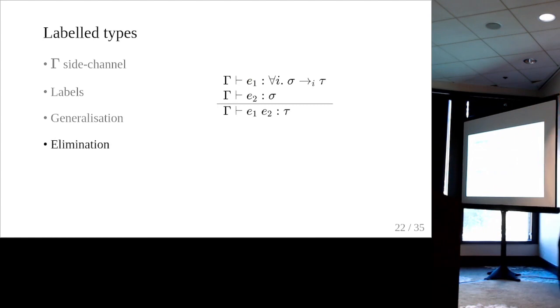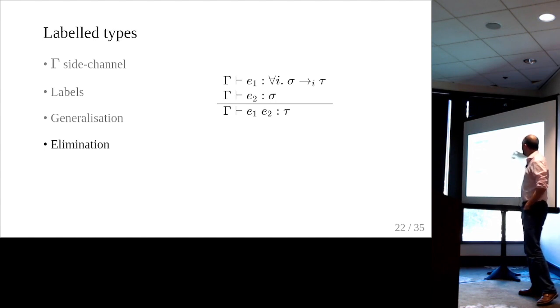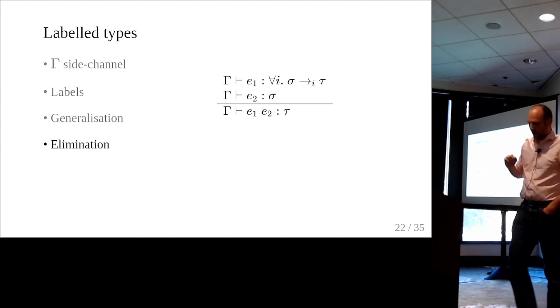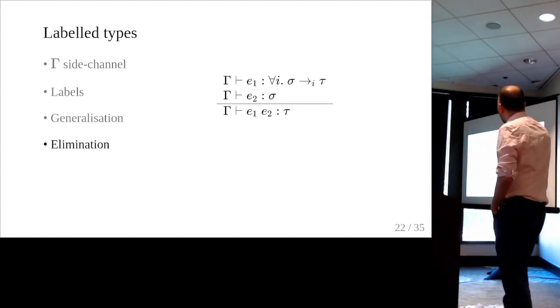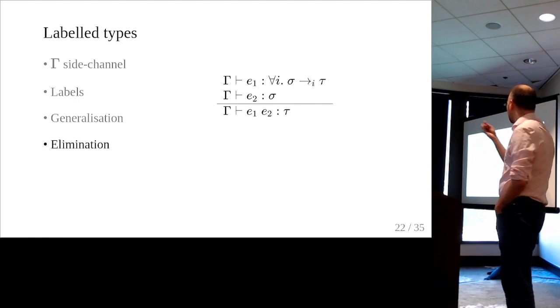And the key thing here is this for all. This says in order to apply a function that has a sigma on the left, the label on that arrow needs to be generalized. It needs to not be shared with its context at all.